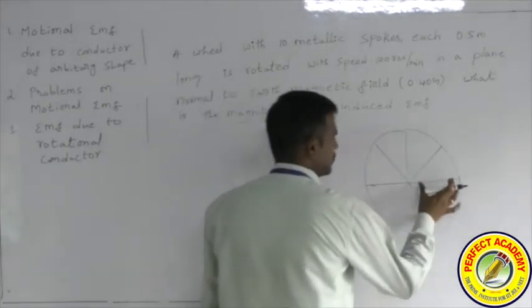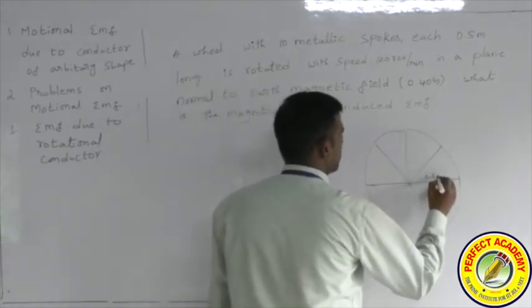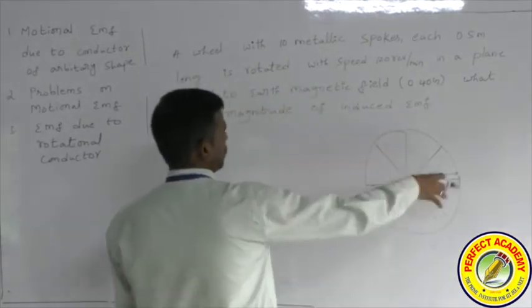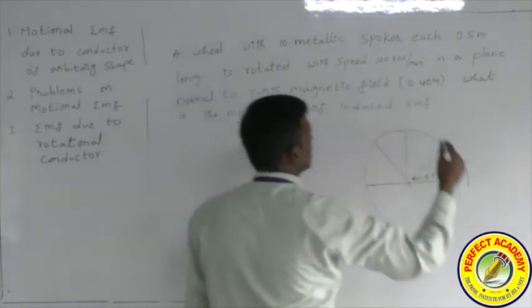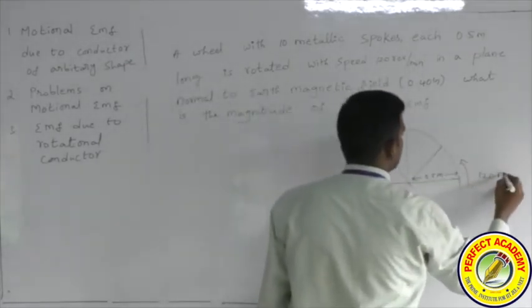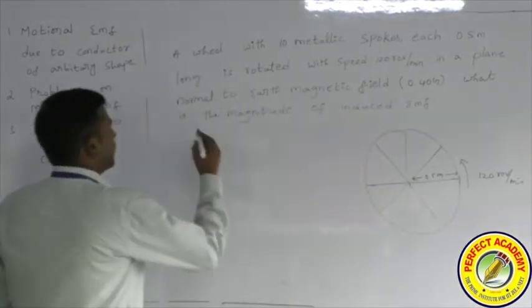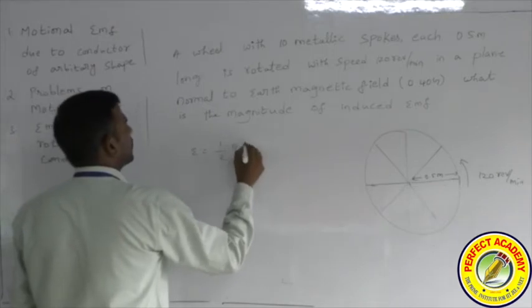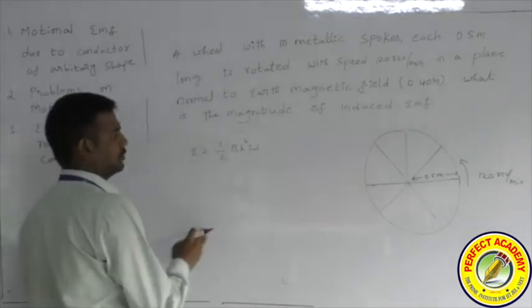So let me choose this metal spoke, each with a length of 0.5 meter. It is rotating with a speed of 120 revolutions per minute. And we know very well the induced EMF for a rotational conductor is given as half B L square omega. They have given every piece of information; we have to substitute back to here.